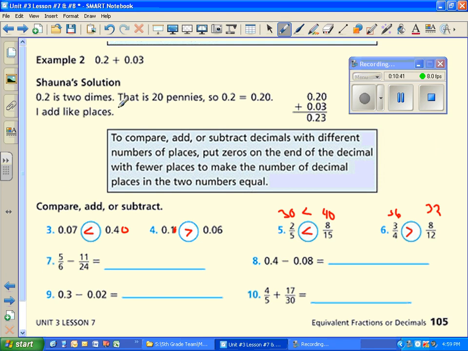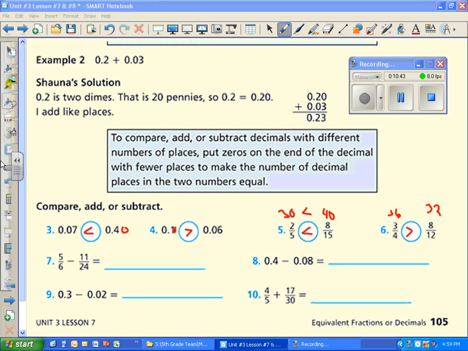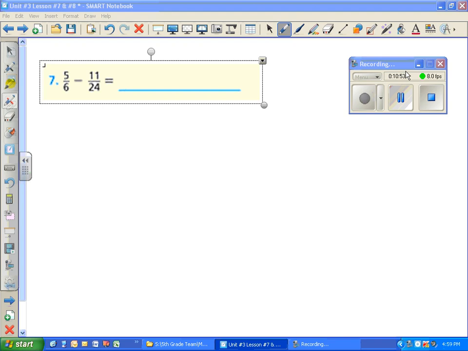Let's go ahead and work number 7 here. I'm just going to copy it and paste it on another page to make it easier to work. All right, so here we have it.